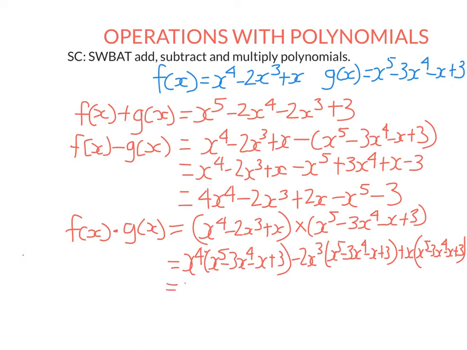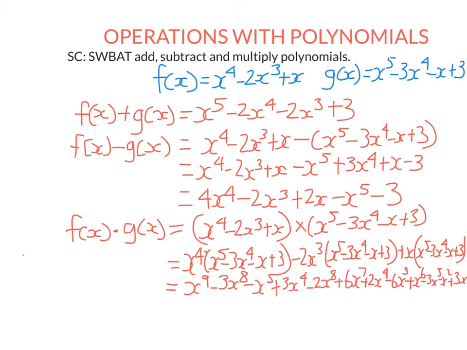x to the power of 4 times x to the power of 5 is x to the power of 9. And then x to the power of 4 times negative 3x to the power of 4. Remember your index laws here. We keep the same base and add the powers like this. And we're going to do similarly for the other two brackets. It is very long, I know. So this is what we get when we've expanded this bracket, and this bracket.